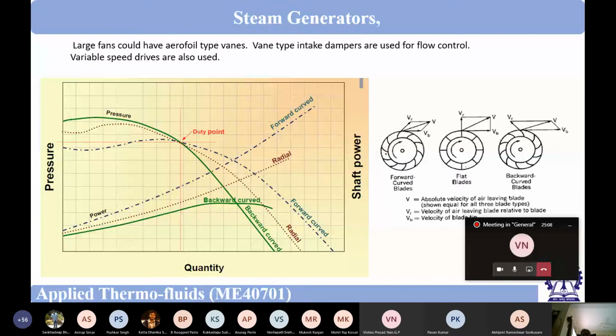Is this point clear or not acceptable? Clear, sir, clear. So sometimes we change the speed, RPM. That is one way, but that is not a very easy way to do, because we have to do something in the motor. Unless we have a variable speed motor or variable frequency motor, we cannot do that.